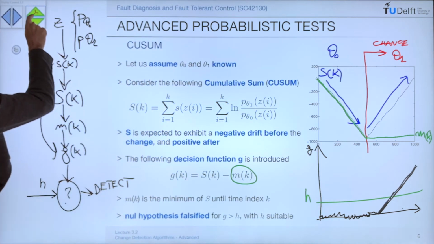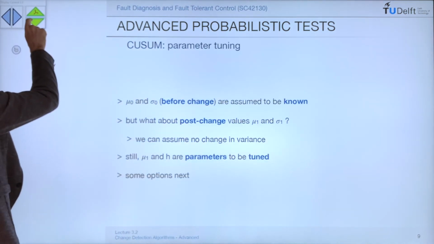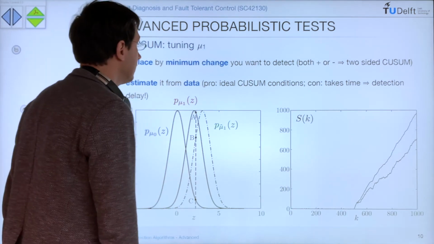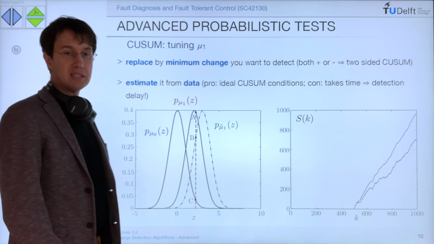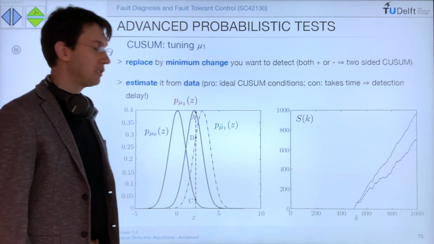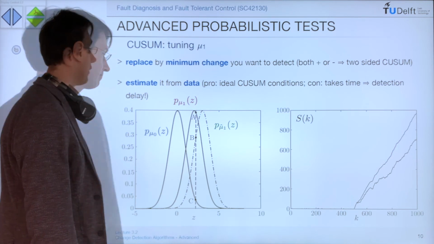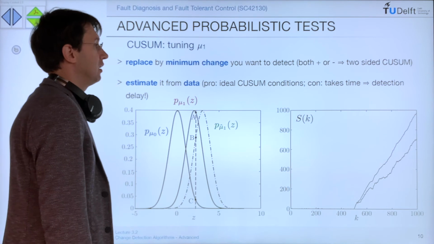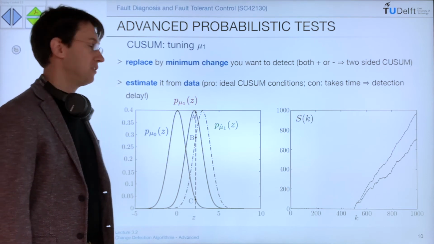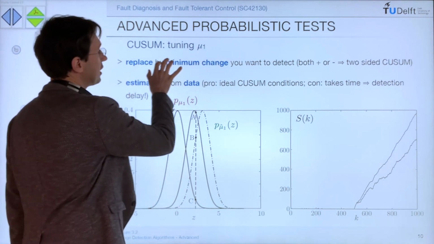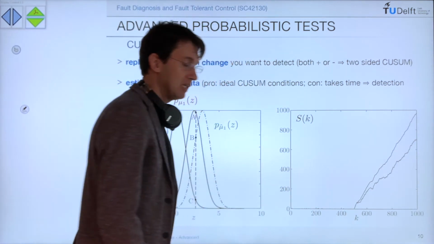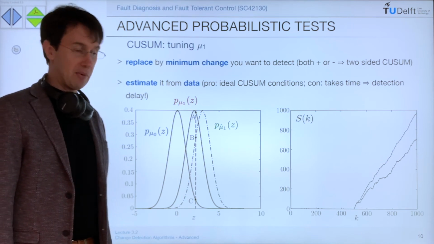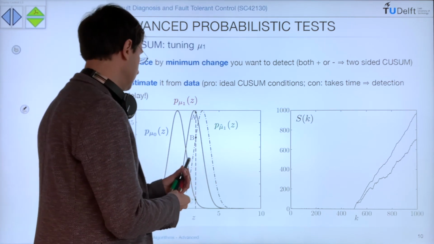Okay, so how are we solving this issue? Well, there are a few options. One option is that we replace mu1 with the minimum change that we want to be able to detect, or we can estimate it from data. There are both advantages and disadvantages. So if we use a minimum change that we want to detect, this is going to reduce our sensitivity. Why? Let us look at this example.